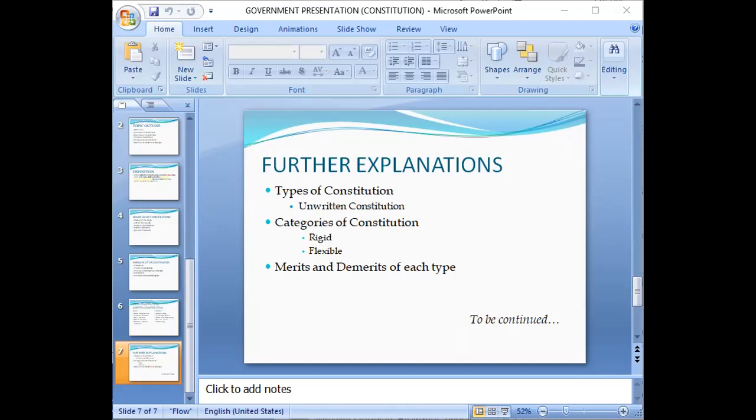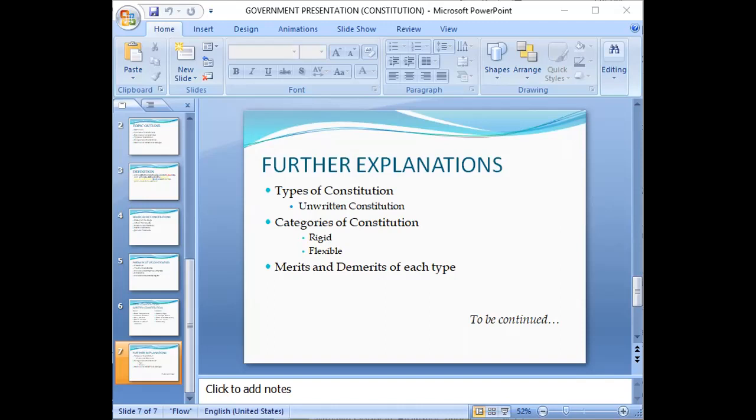Some of these countries that practice unwritten constitution have several acts and several regulations that govern them. However, everything has not been put together into one document that we can say, yes, this is written down. So it's still what we can call unwritten. You understand? So what are the merits of the unwritten constitution?